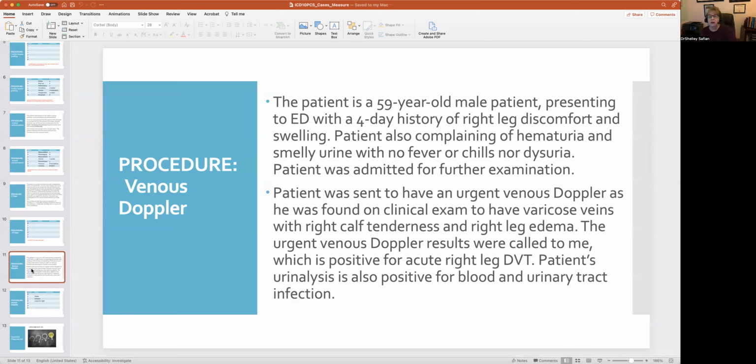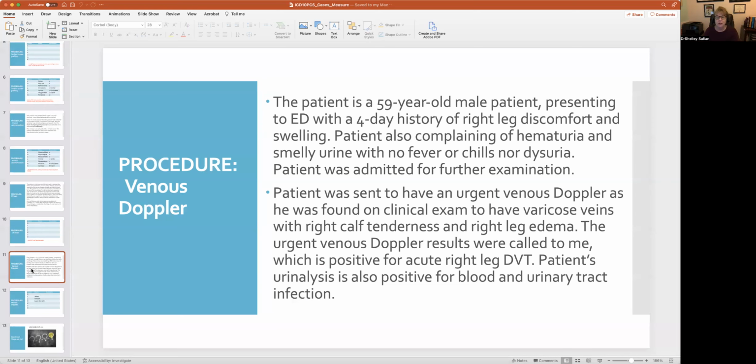Okay. So we see here in the second paragraph, yes, right calf tenderness, right leg edema. And in the first paragraph, we have 4-day history of right leg discomfort. So we have agreement now. It's the right side. Okay. The urgent venous Doppler results were called to me, which is positive for acute right leg DVT, deep vein thrombosis. That gives you your diagnosis. That's going to provide the medical necessity for the Doppler.